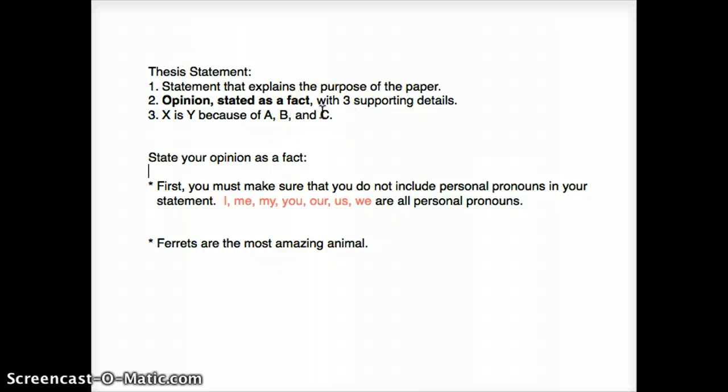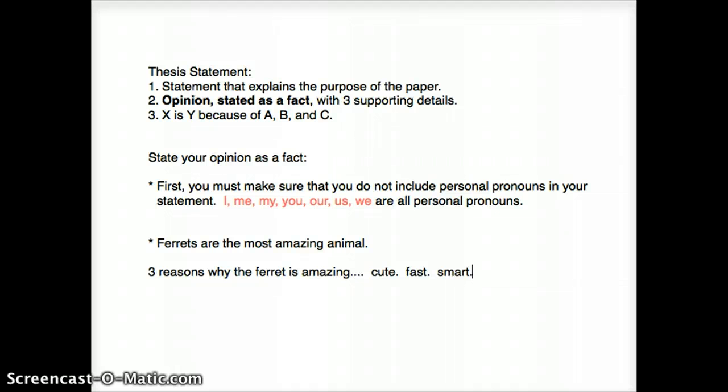Now, in the five paragraph paper that we're going to write, we need three supporting details. Each of these three supporting details will become one of the paragraphs of the five paragraph paper. So what you need to do is, now that you have your opinion stated as a fact, you need to come up with three reasons why the ferret is the most amazing animal. Well, let's think about those little creatures. Why do you think they could be amazing? Well, maybe it is because they are cute. They're fast. And let's say they're smart.